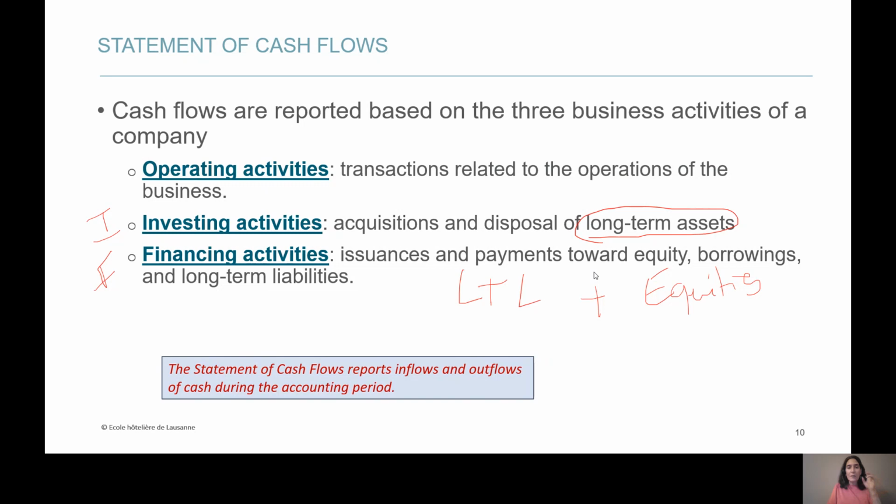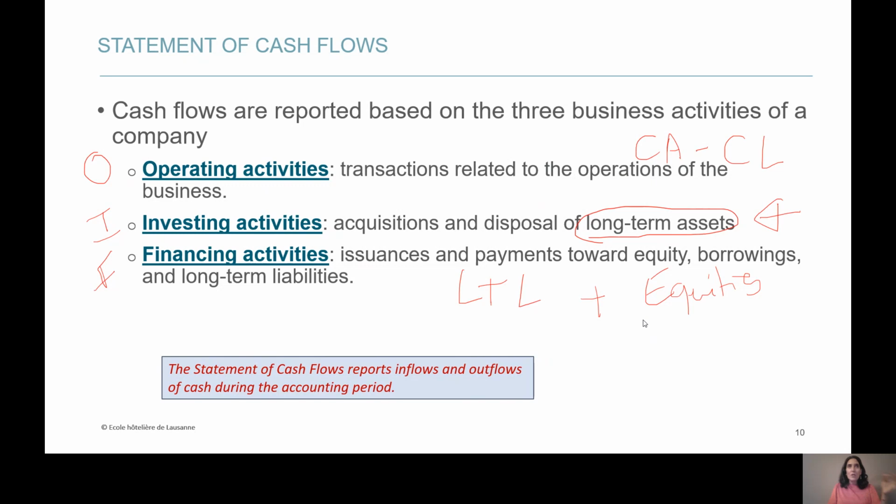So this is a trick that I would like you to remember forever. Everything that is related to O is the short-term assets or the current assets, and the current liabilities, the short-term debts. So current assets and current liabilities belong to O, the first section of my cash flow statement. Long-term assets belong to the investing activities section, the second section in my cash flow statement.